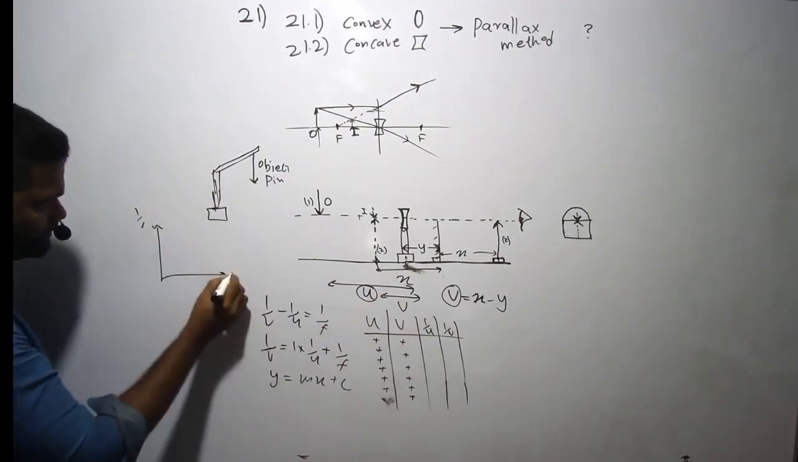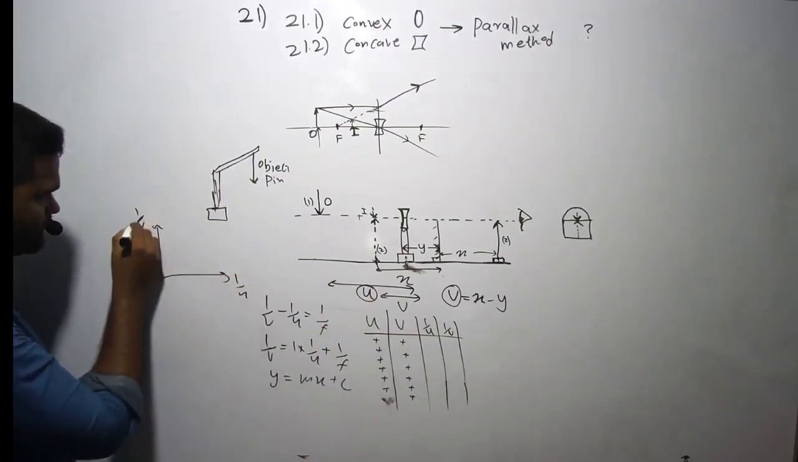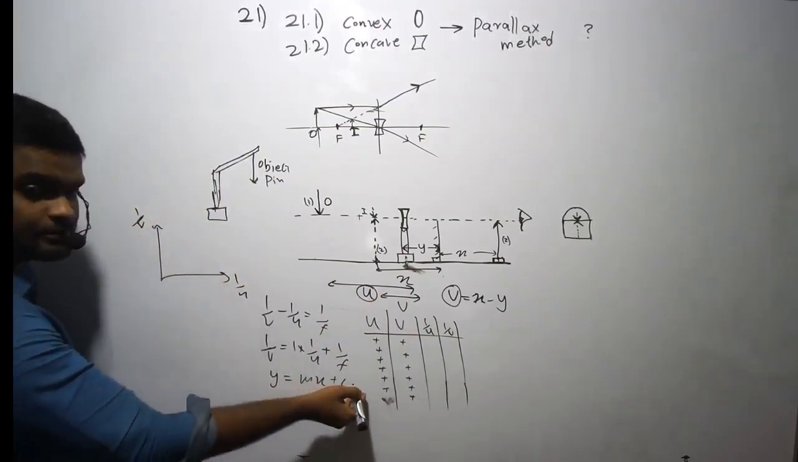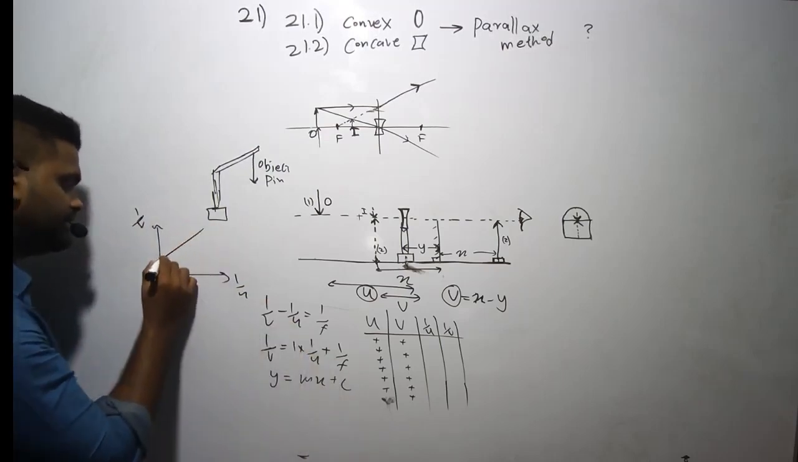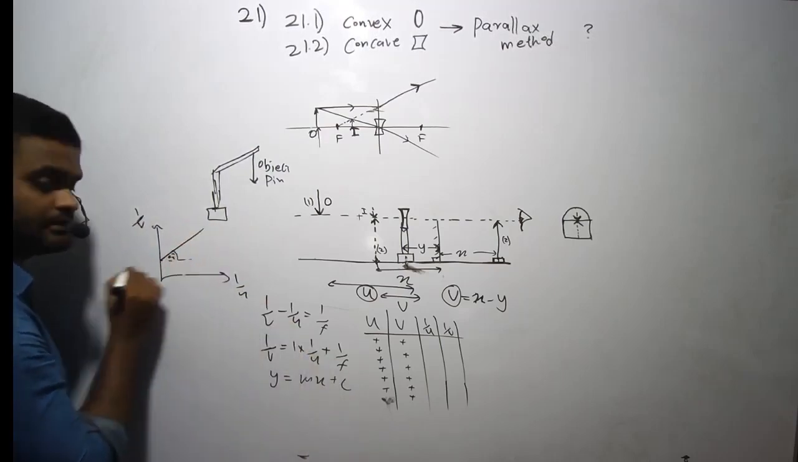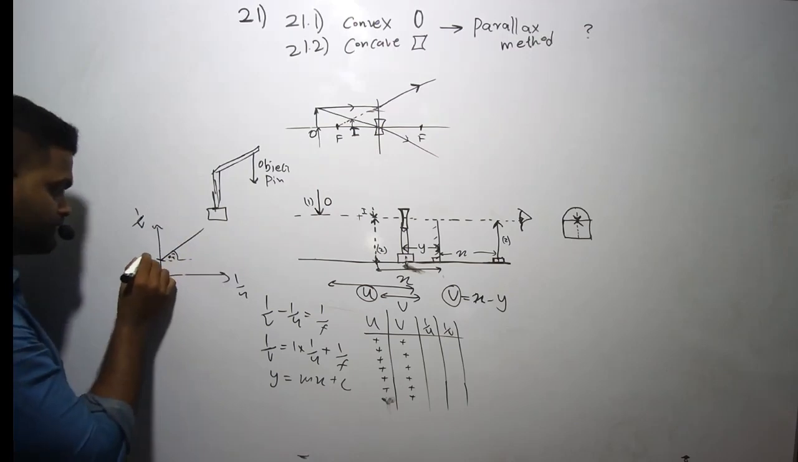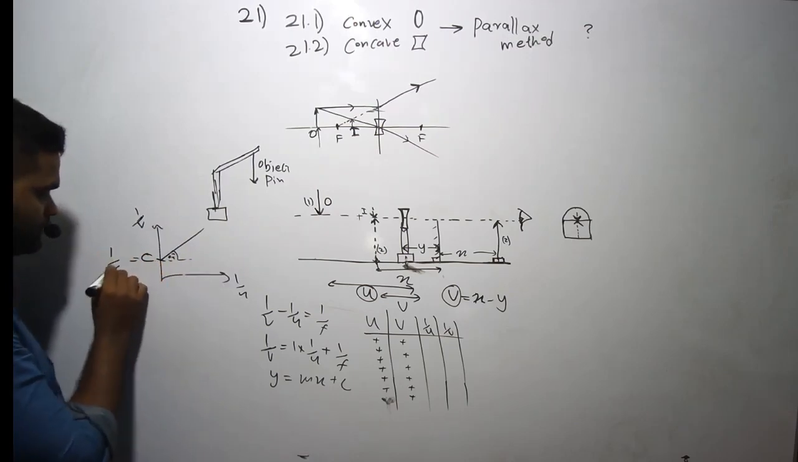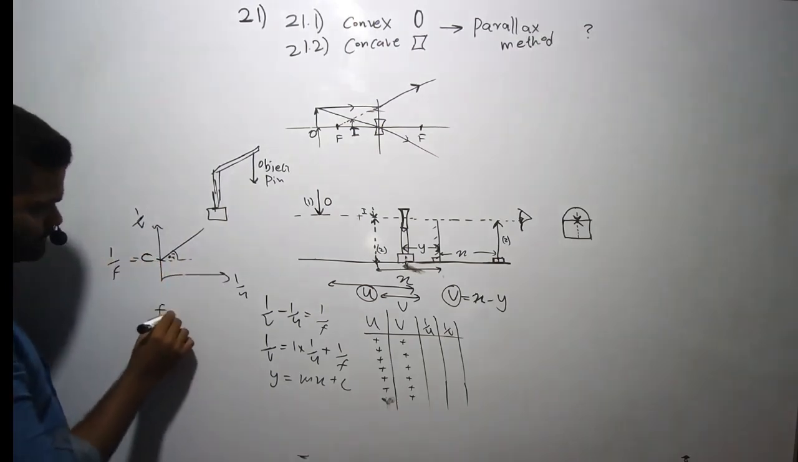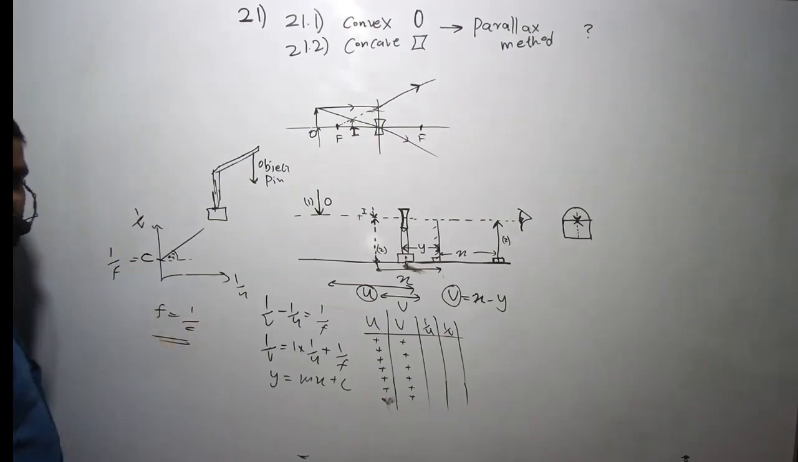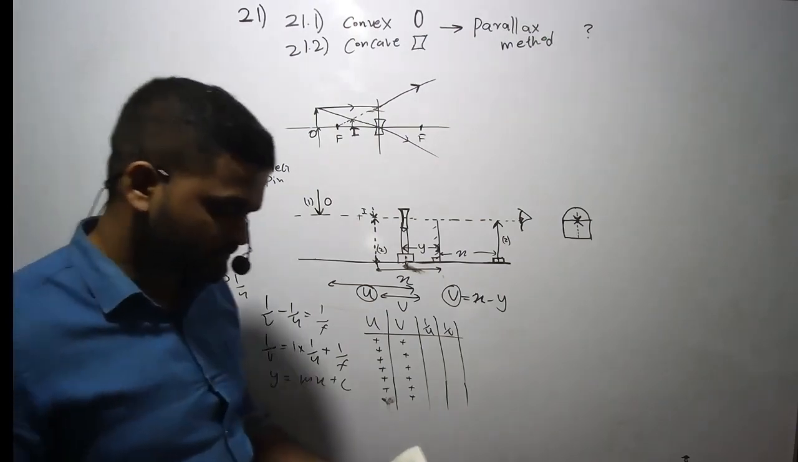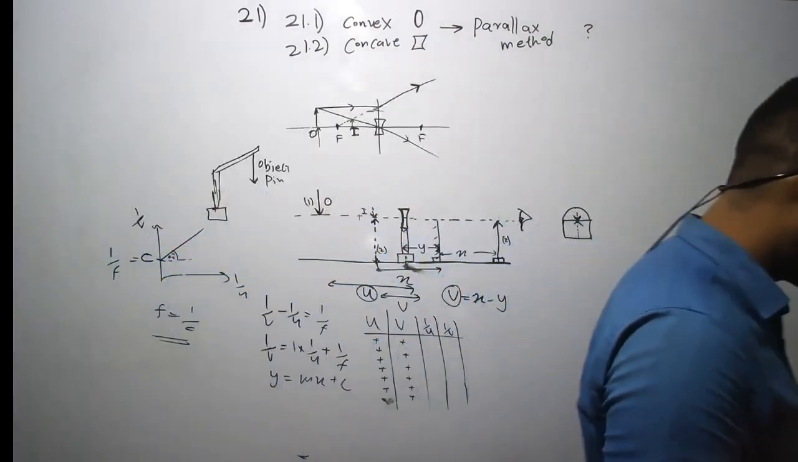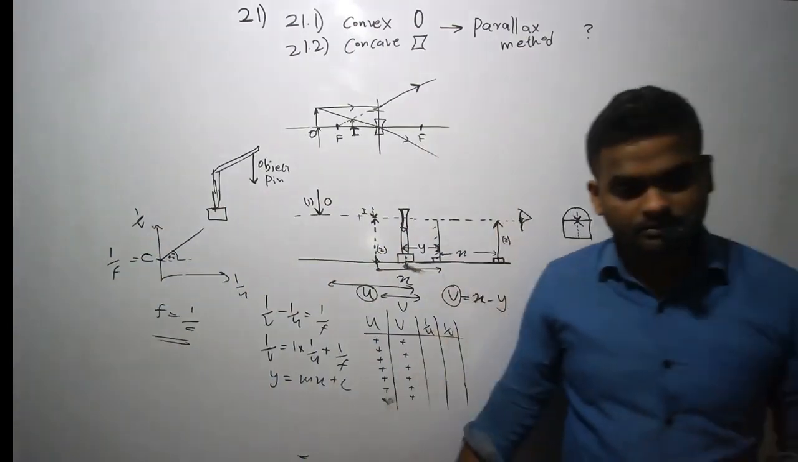So 1 over v against 1 over u. So y equals mx plus c, right? Positive gradient. This also must be 45 degrees, okay? Then from the intercept, you can find 1 over f. So that gives you the focal length of the concave lens. So that's the procedure there, right? You can take this down.